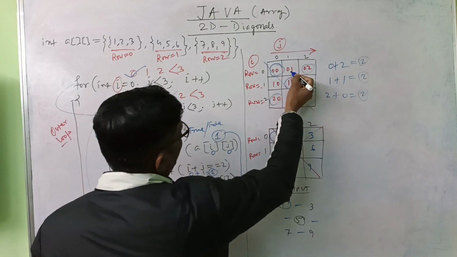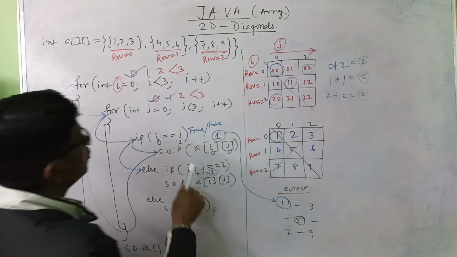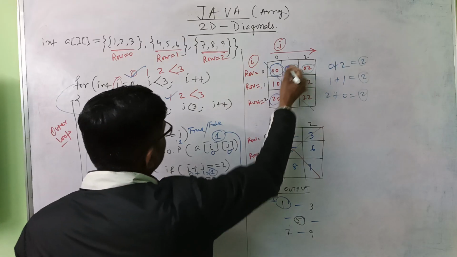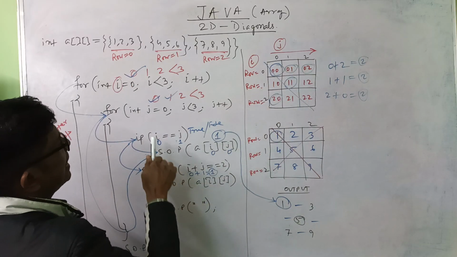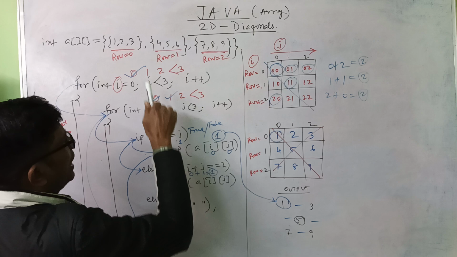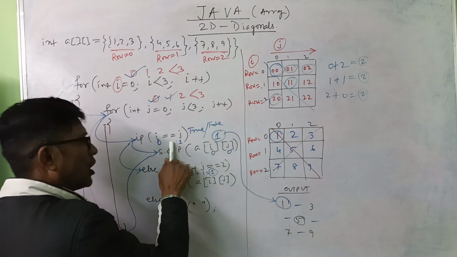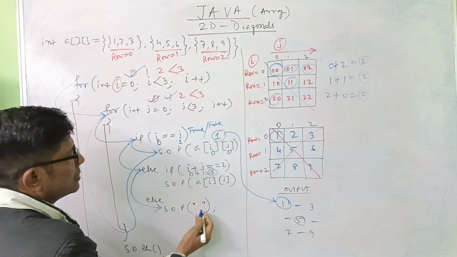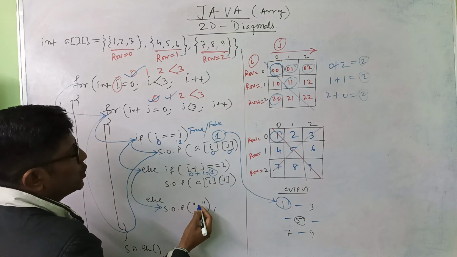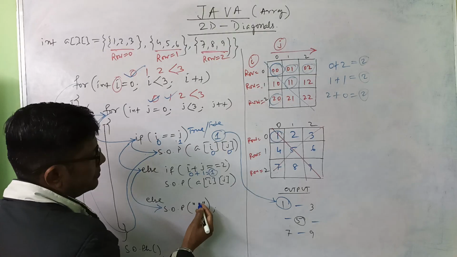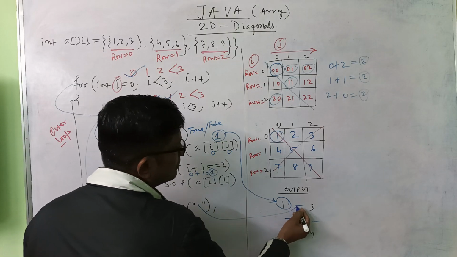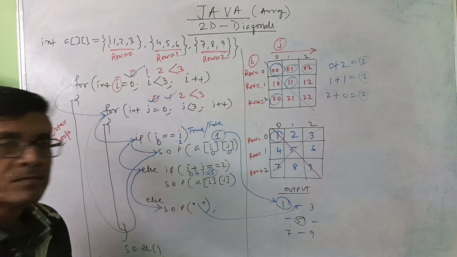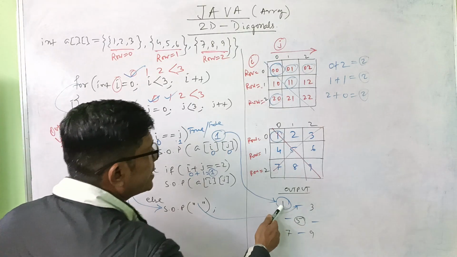0 1. Which is 0 1? This is 0 1. So at this position, when i equals 0 and j equals 1, it does not match, which means it will come here and print the blank character. So you can understand, after printing, this is blank.